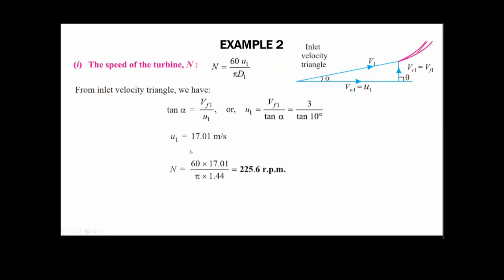And then we can calculate the speed of turbine because we know u1 from what we have calculated here, and d1 is given in the question. So we get the speed of turbine as 225.6 rpm, or rotation per minute.